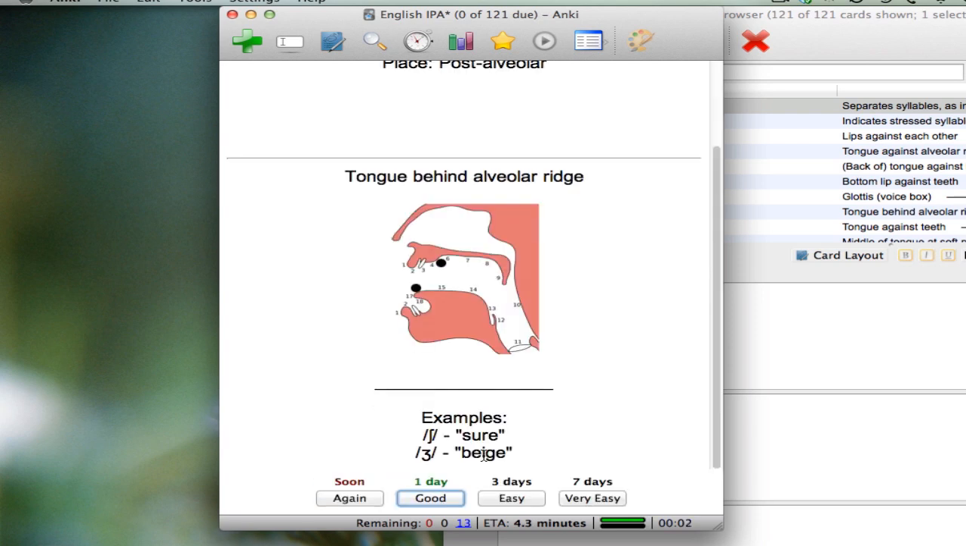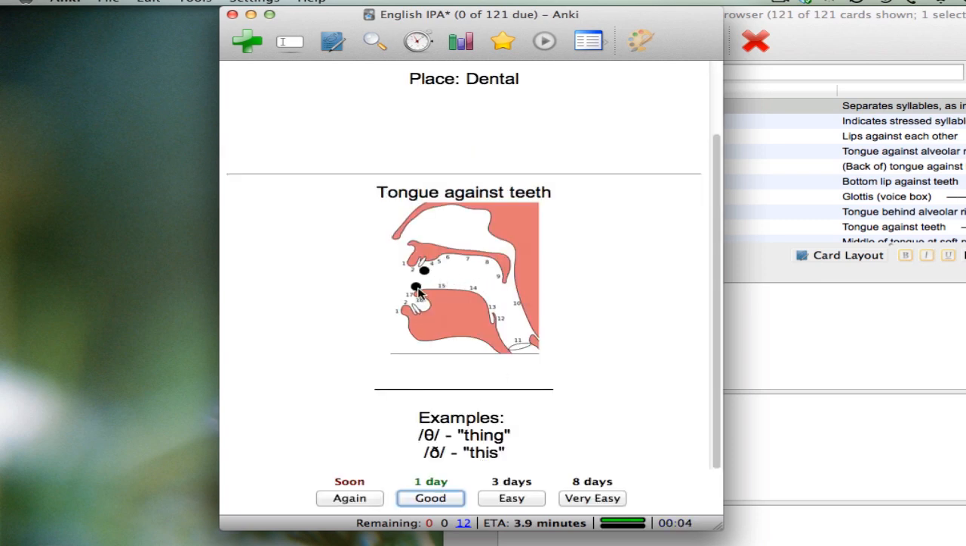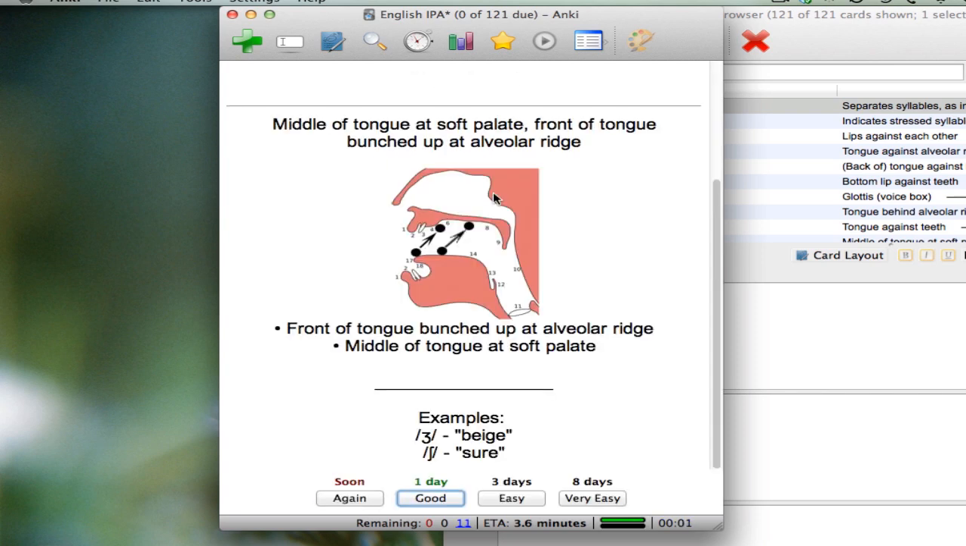Post-alveolar is a bit behind the alveolar ones, as in sure or beige. Dental is as in th and the. Again, it is with the tongue and your teeth. I've included palatal alveolar. Just since it's in the deck, I figured I might as well include it. And so this again is beige and sure, and it's just a little more accurate than post-alveolar.